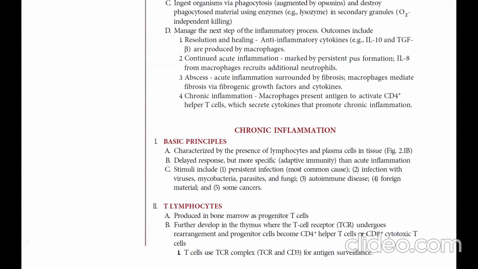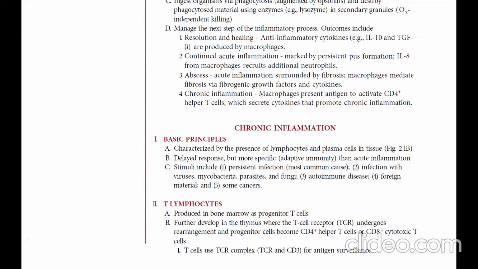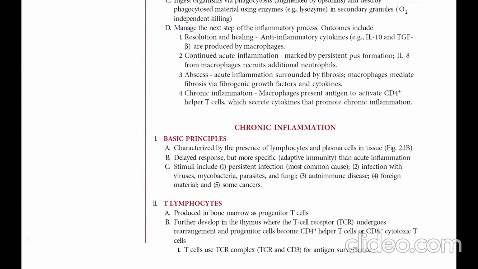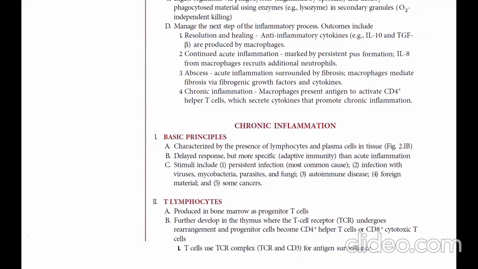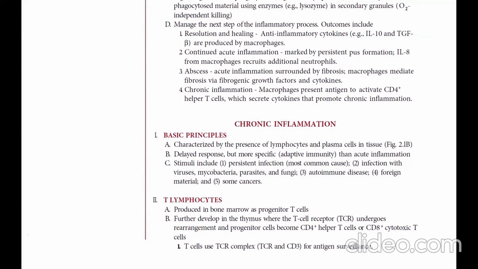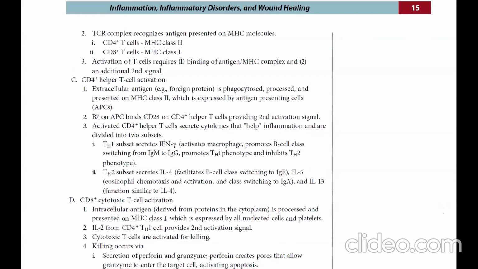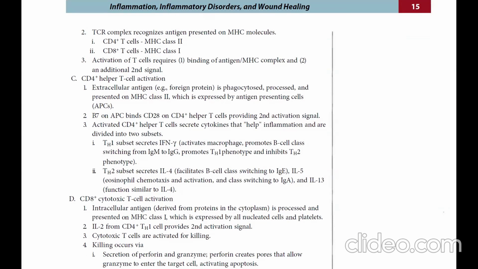T lymphocytes are produced in bone marrow as progenitor T cells. They further develop in the thymus, where the T cell receptor undergoes rearrangement and progenitor cells become CD4 positive helper T cells or CD8 positive cytotoxic T cells. T cells use the TCR complex, TCR and CD3, for antigen surveillance. The TCR complex recognizes antigen presented on MHC molecules.